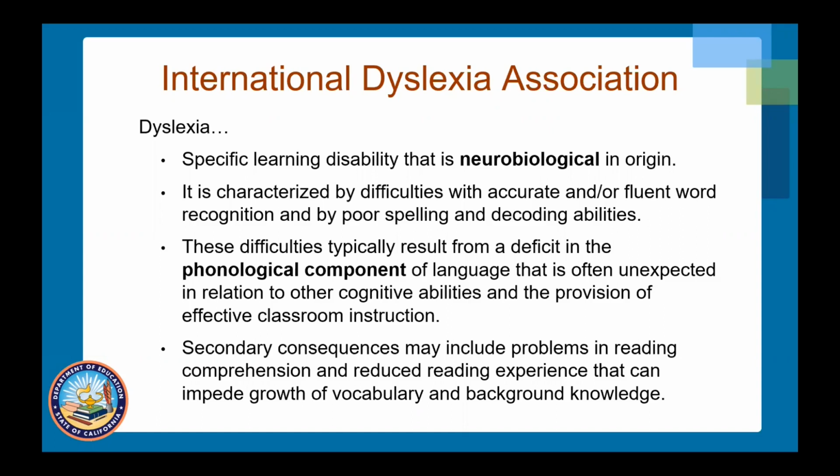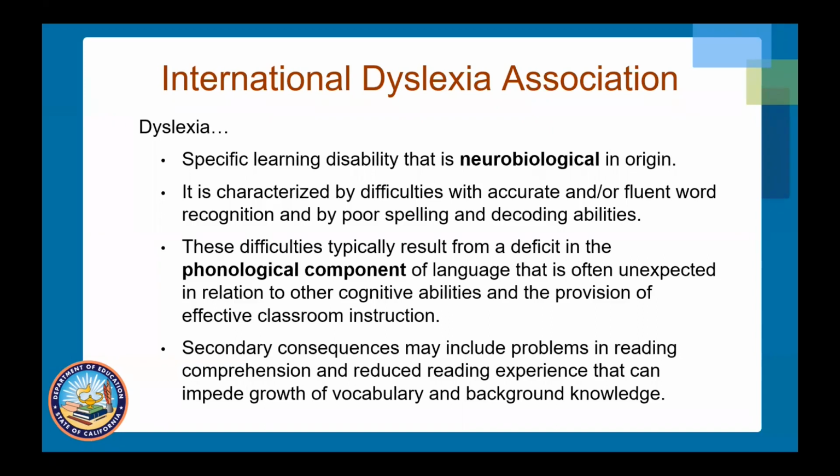The IDA's definition goes on to point out that decoding issues experienced by students with dyslexia have secondary consequences that can include problems with reading comprehension and an overall reduction in the amount of reading, which has a negative impact on the development of vocabulary and background knowledge.